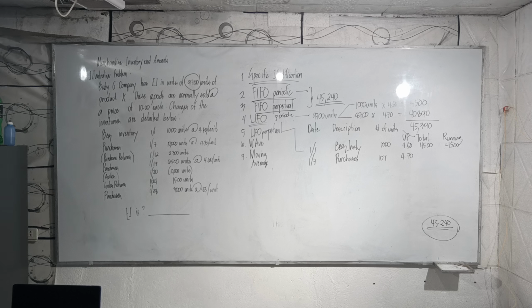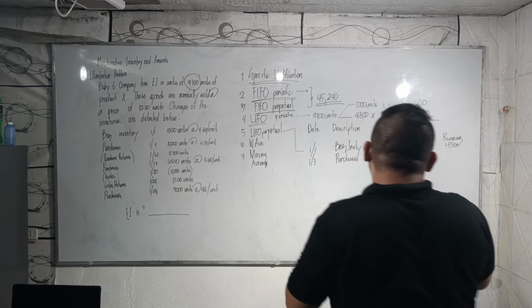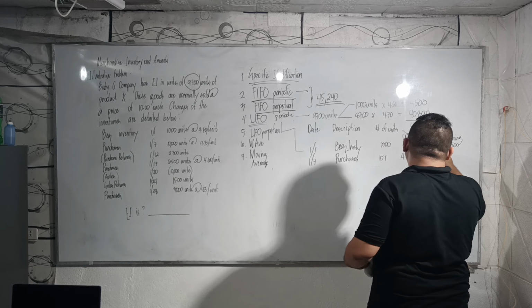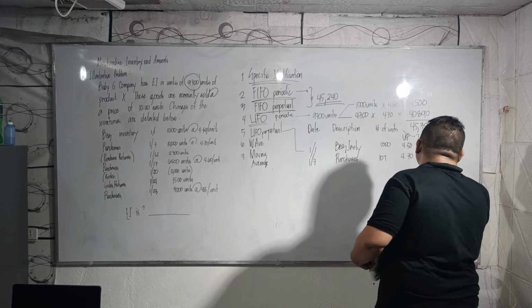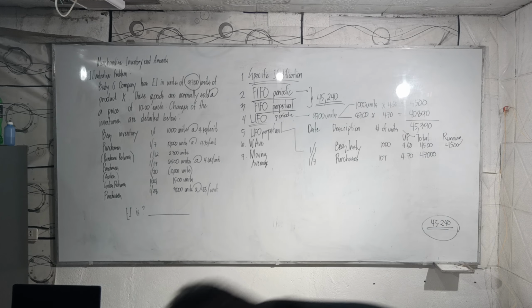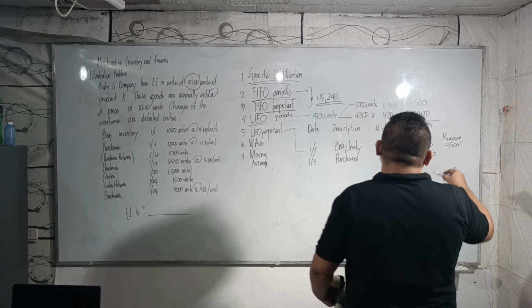10,000 times 4.70 equals 47,000. And then the running balance will become 51,500.